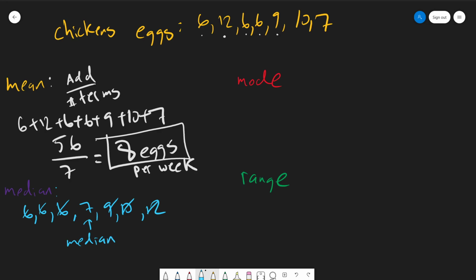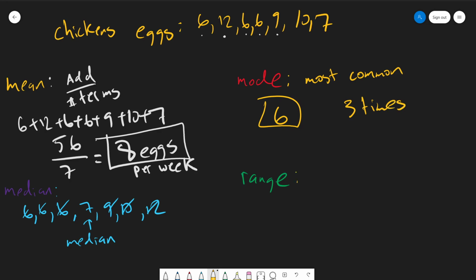All right, let's hop over to the mode. So for my mode, I'm just looking for which is the most common. So which number shows up the most. Sometimes I might have no mode, if I have a whole bunch of just different numbers, or I might have multiple modes, if a couple of numbers show up the same amount of times, the most. Here, 6 is my mode, 3 times it shows up.